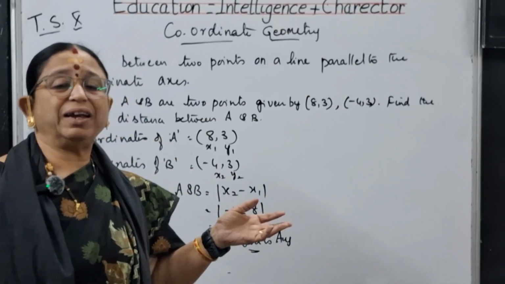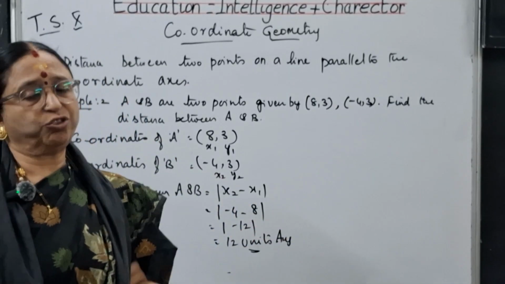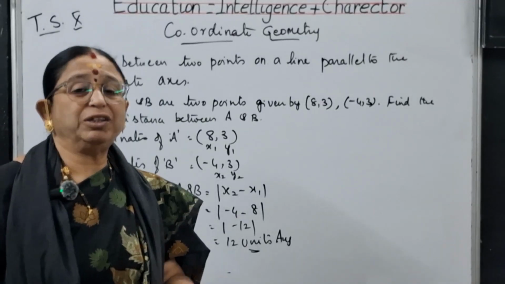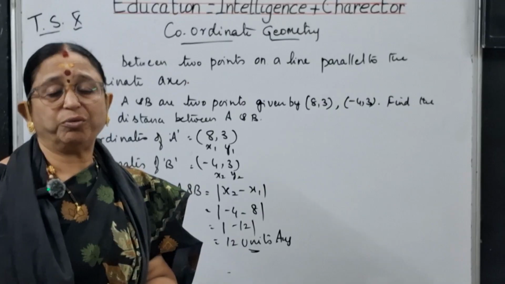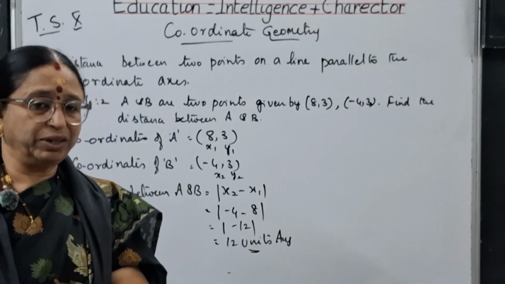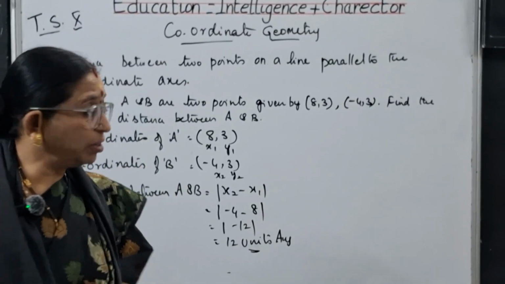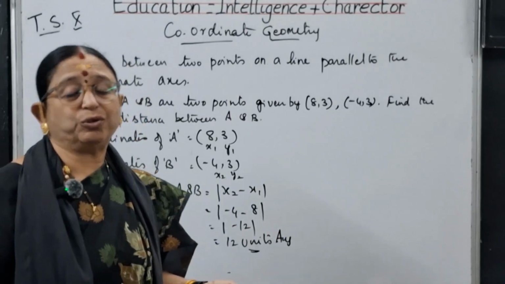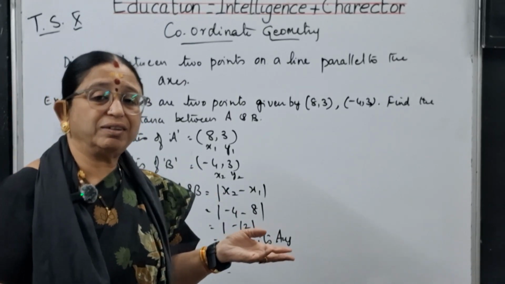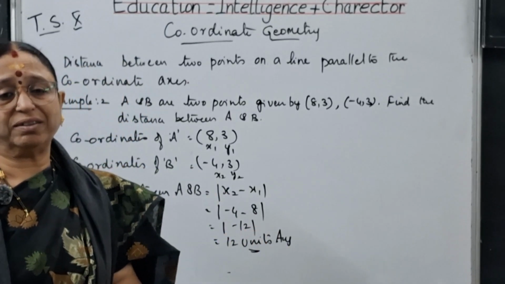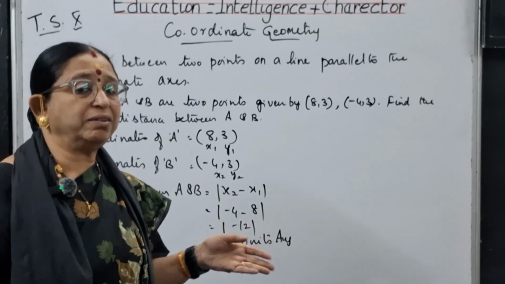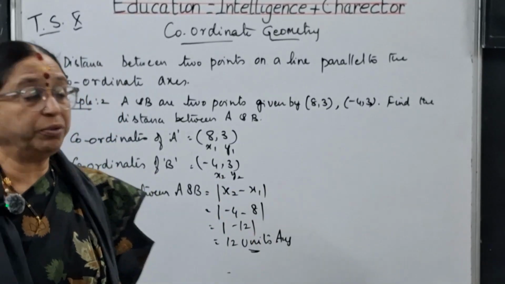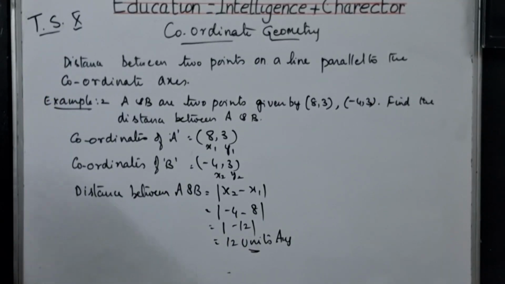So when the points are lying on the x axis, modulus x2 minus x1 is the formula. When the points are lying on the y axis, modulus y2 minus y1 is the formula. So in that way we have learned one. And the second one, if the line is parallel to the x-axis, the same formula of the x-axis, that is modulus x2 minus x1. If the line is parallel to the y-axis, modulus y2 minus y1. Please remember that, children, while doing this sum. Please copy this.